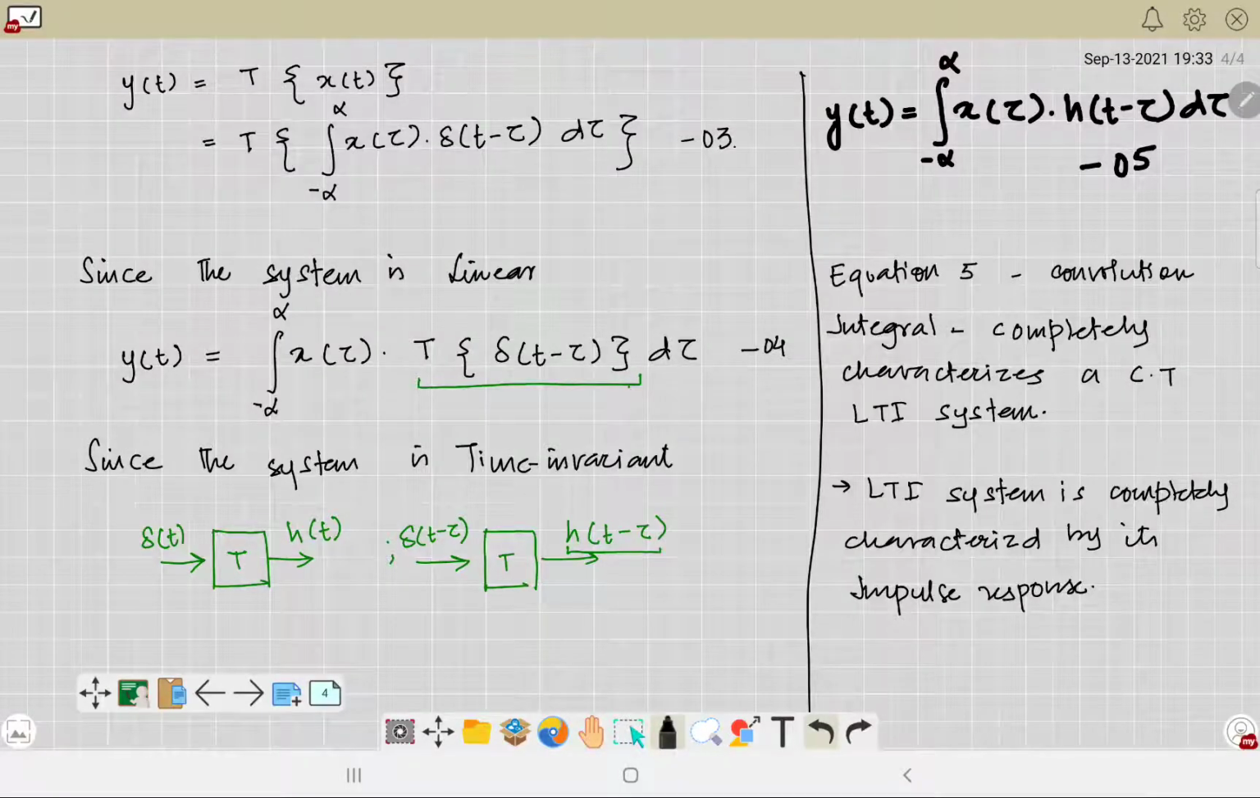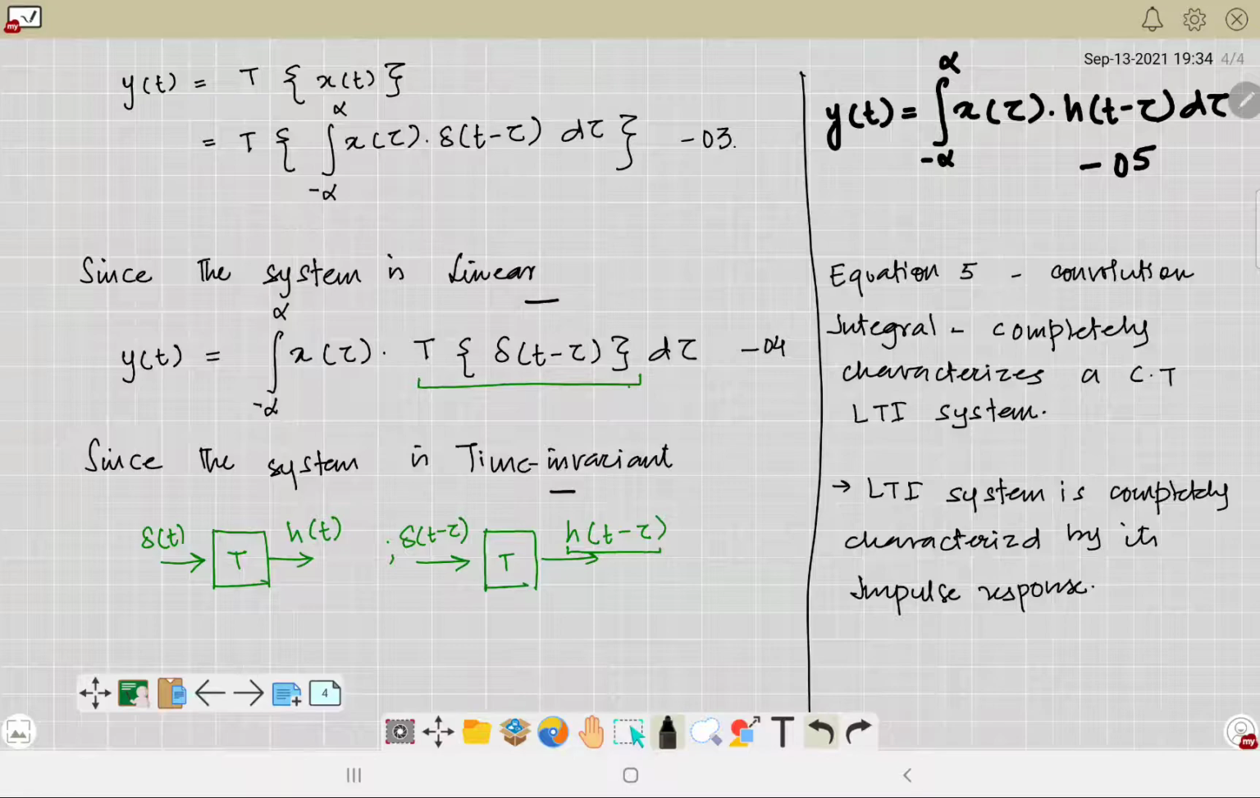Welcome back. So in the last video, we did a bit of analysis on how to characterize an LTI system. We used the property of linearity, then we used the property of time invariance, and we came up with a characterization of an LTI system. An important part of this characterization was that we characterized our continuous LTI system by its impulse response, right? Through the convolution integral.